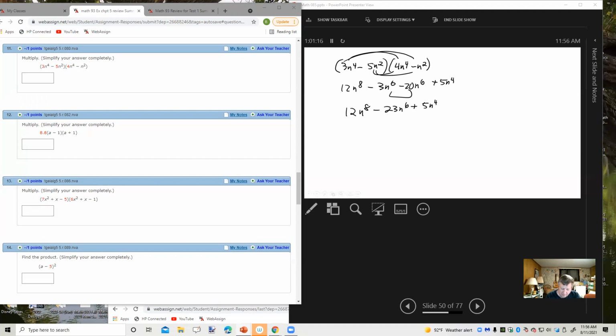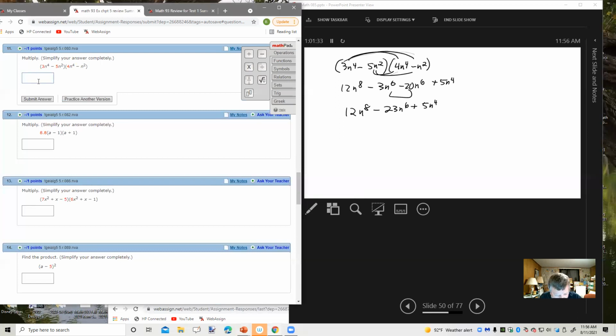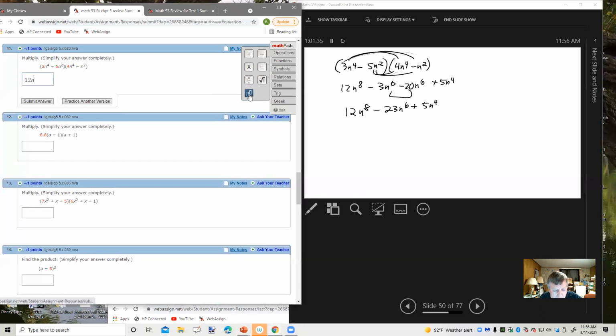Let's go back and check that. 3 times 4 is 12 n to the eighth. That's going to be minus 3 n to the sixth. That's going to be minus 20 n to the sixth and plus 5 n to the fourth. Yeah, looks good. So 12n to the eighth minus 23n to the sixth plus 5n to the fourth.